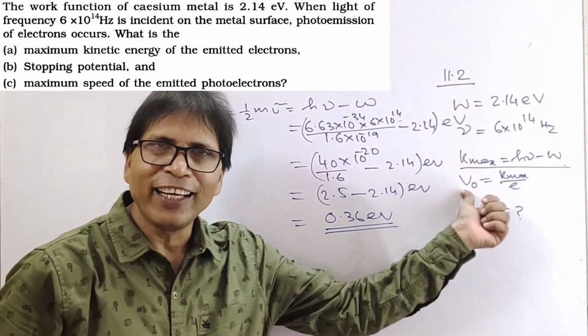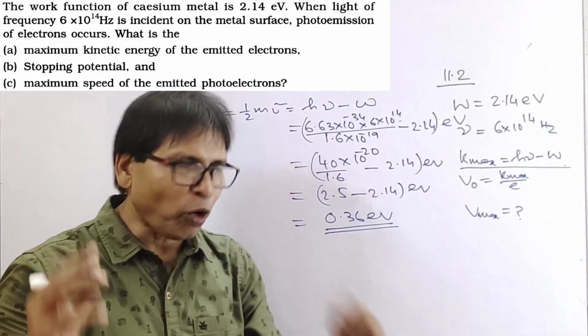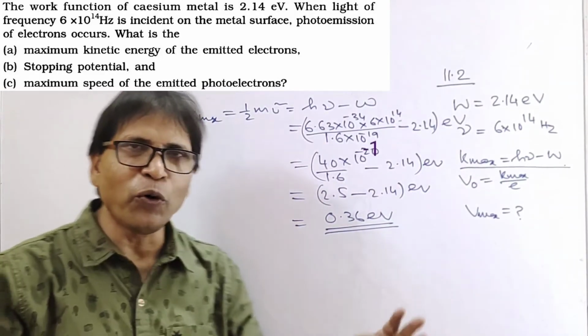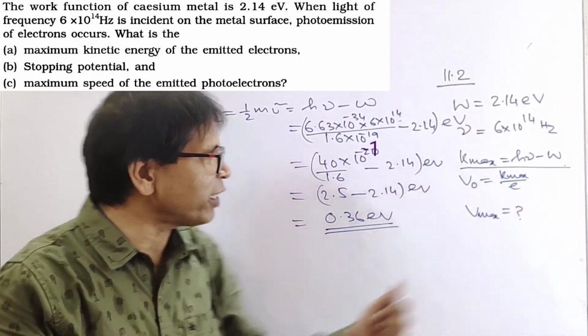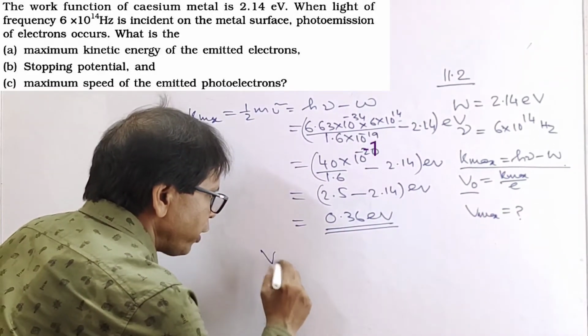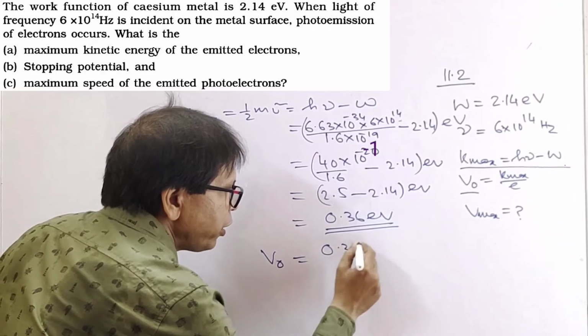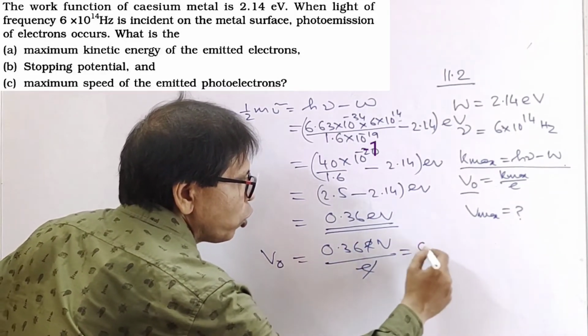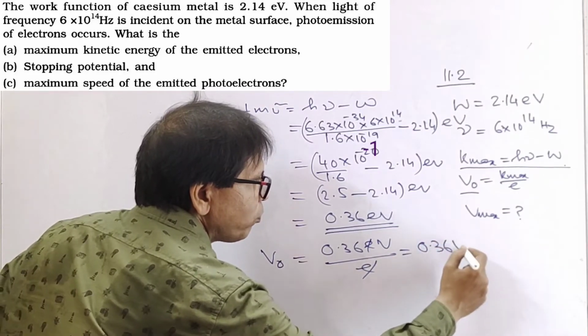Stopping potential, eV naught. Now we have to calculate V naught. We know eV naught is equal to K max, so V naught is K max by e, so V naught is 0.36 electron volt by e. Now e cancels out, so this is 0.36 volt.